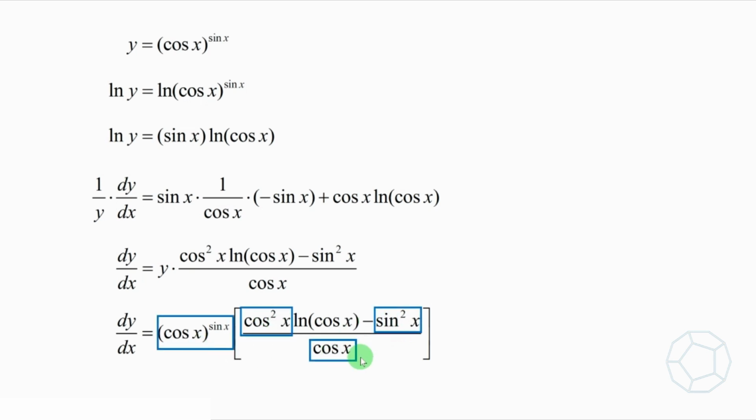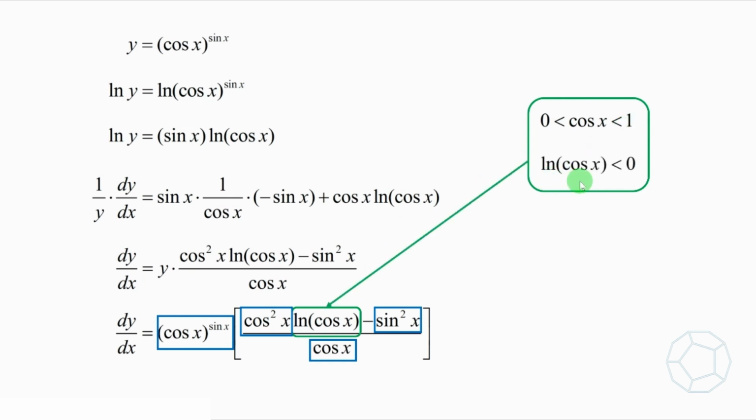Again, the terms in blue rectangles are obviously positive. For the remaining log term, because cosine x is between 0 and 1, therefore log of cosine x is smaller than 0. So the two terms in the numerator are negative. That means dy dx is smaller than 0 in quadrant 1. The graph C2 is decreasing.